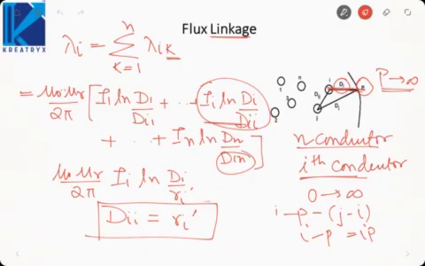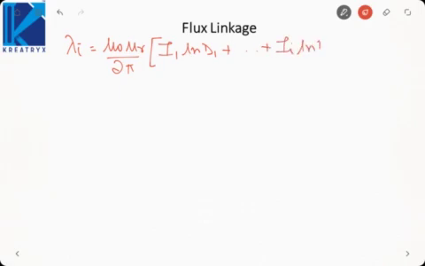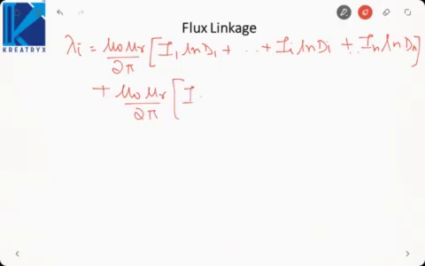Now let us separate the terms in this expression. We can write it as mu naught mu r by 2 pi, I1 ln d1, plus Ii ln di, plus In ln dn. Take the denominator terms also, mu naught mu r by 2 pi, I1 ln 1 by di1 plus In ln 1 by din.